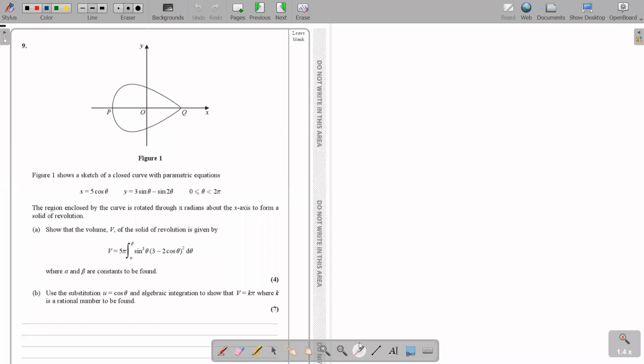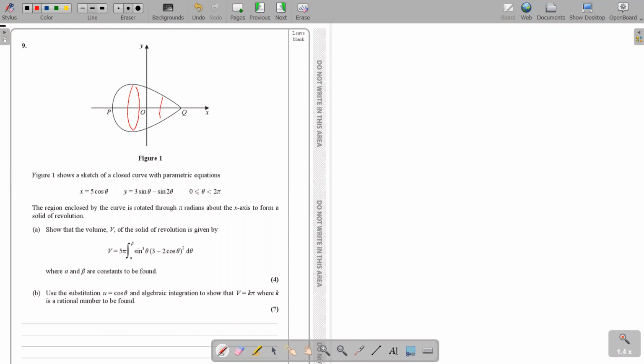Okay, question number 9. Figure 1 shows a sketch of a closed curve with parametric equation x equals 5 cos theta, y equals 3 sin theta minus sin 2 theta, and theta limits are from 0 to 2 pi. The region enclosed by the curve is rotated through pi radians about the x-axis to form a solid of revolution. So basically, we form a solid of revolution, a 3D object. Are you with me?